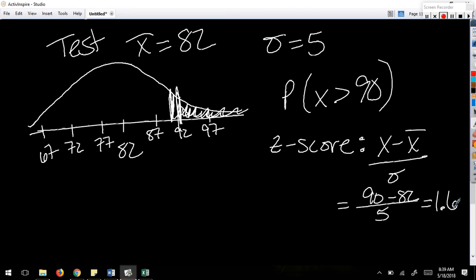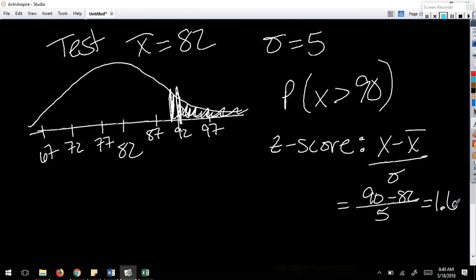Yeah, 1.6. So now take a look at this standard normal table for probabilities for positive z-scores. The other side is for negative z-scores. In the first column where it says z, it's got a ones place and a tenths place, and the row across the top gives you the hundredths place. So if I want to look up 1.6, I go down to 1.6 and over to 0.00, so it would be that first one.